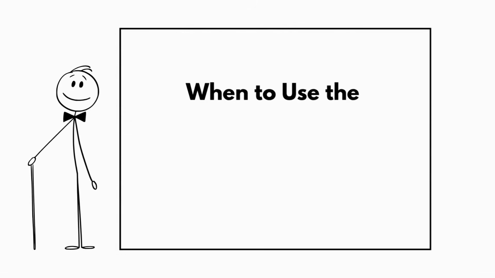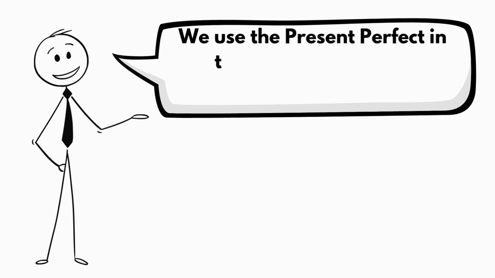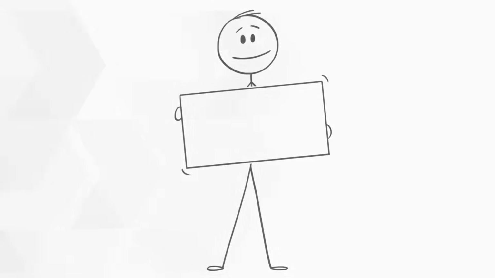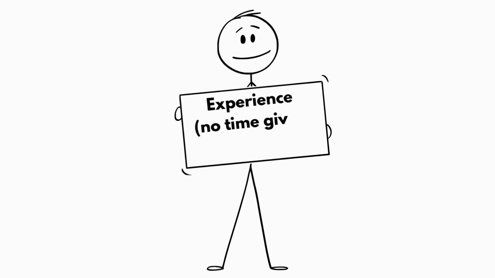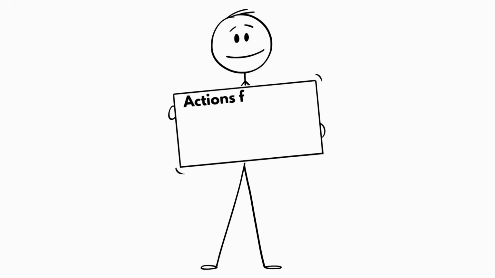When to use the present perfect. We use the present perfect in three main situations. Experience, no time given. Results in the present. Actions from the past to now. For, since.